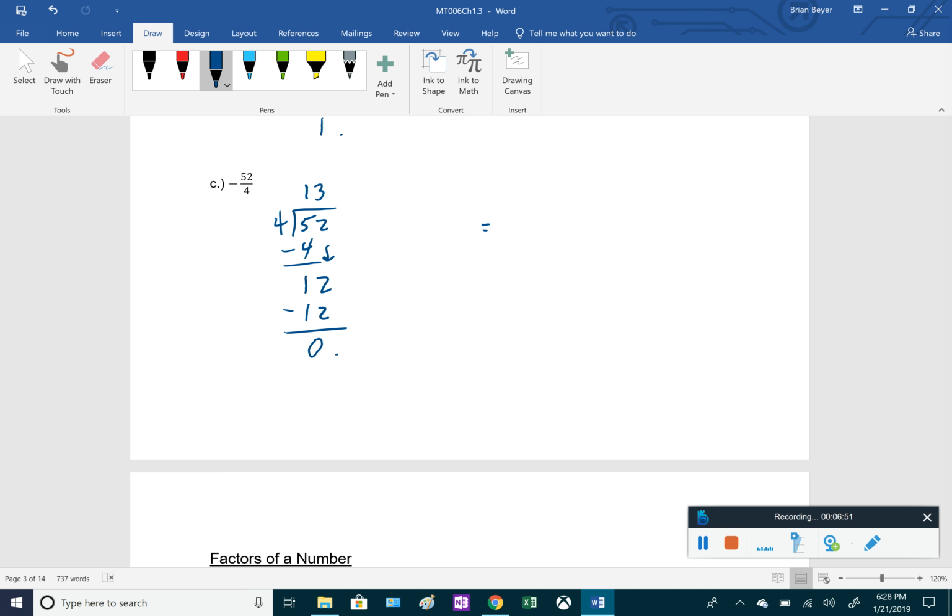So negative 52 over 4 is going to be negative, whoops, we can't forget the negative this time. So it's going to be negative 13 and 0 over 4. That's obviously pretty silly. 0 over 4 is just 0. So our answer here is just negative 13, which should make sense because 52 divided by 4 is just 13.